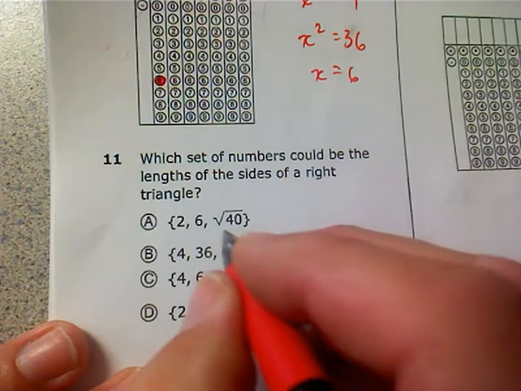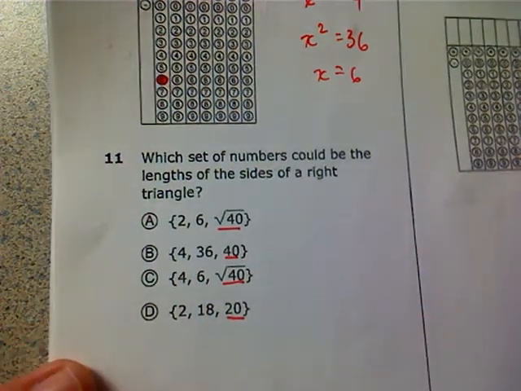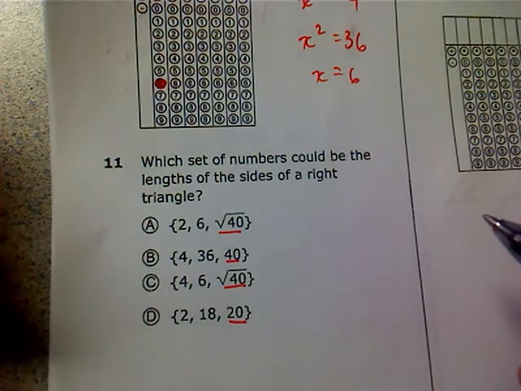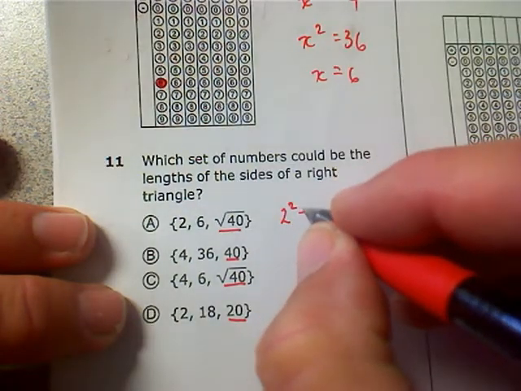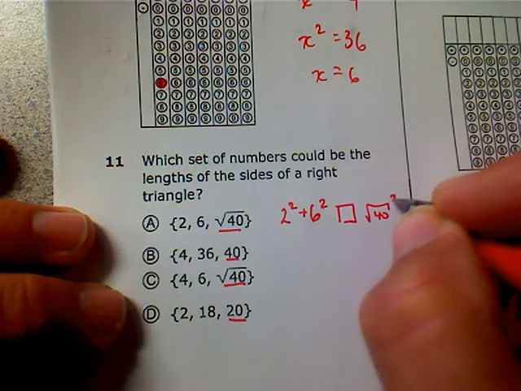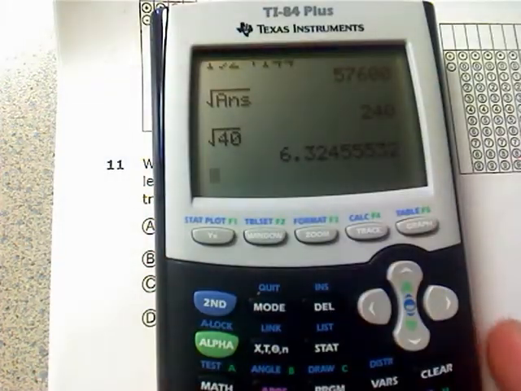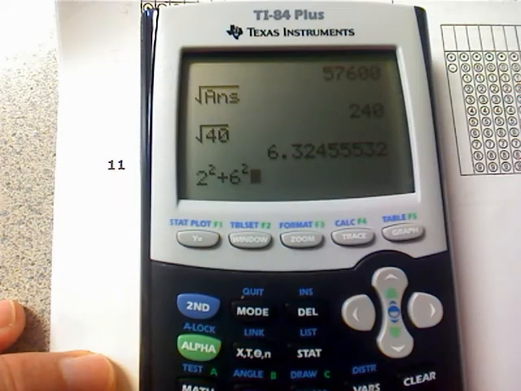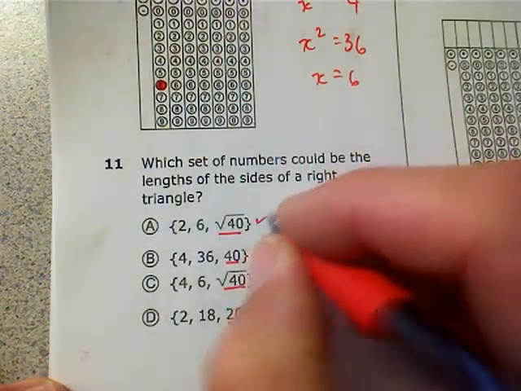So I'm going to underline the biggest side on all of these. Oh, that was nice. It's the last side on each one. It doesn't have to be the last side, but I noticed they did that. So now it's just a matter of checking them out. Does 2 squared plus 6 squared equal the square root of 40 squared? Well, the square root of 40 squared is just going to be 40. So let's see. 2 squared plus 6 squared. Oh, that is 40. Okay, so that one looks good.